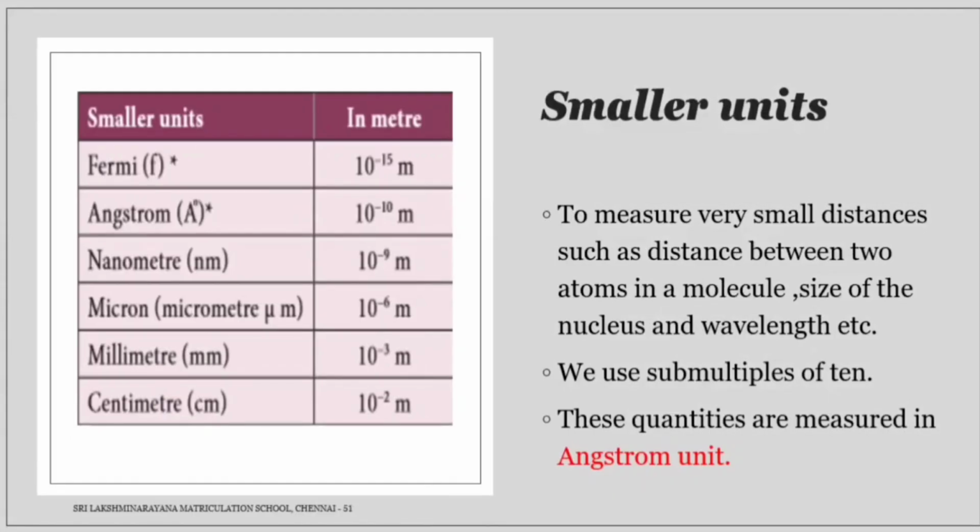To measure very small distances, such as the distance between two atoms in a molecule, size of the nucleus and wavelength etc., we use sub-multiples of 10. These quantities are measured in angstrom unit. For example, Fermi 10^-15 meter, angstrom 10^-10 meter, nanometer 10^-9 meter.